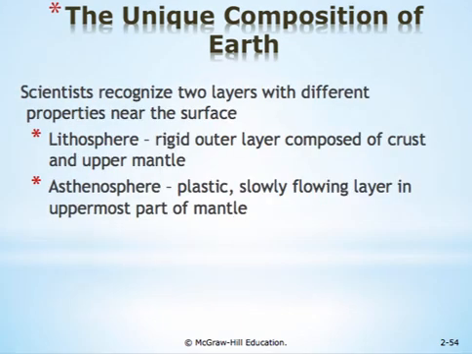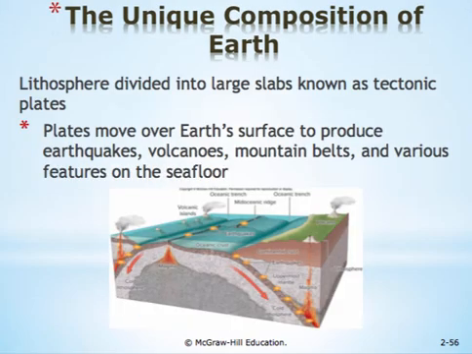Scientists actually recognize two layers with different properties near the surface: the lithosphere, which is the rigid outer layer composed of crust and upper mantle, and the asthenosphere, a plastic, slowly flowing layer in the uppermost part of the mantle. The lithosphere is divided into large slabs known as tectonic plates. The plates move over the Earth's surface to produce earthquakes, volcanoes, mountain belts, and various features on the seafloor, like trenches.